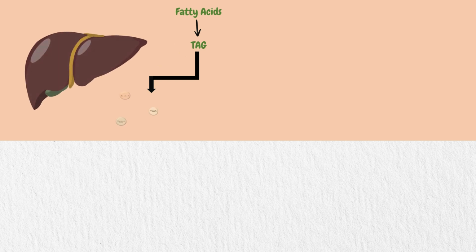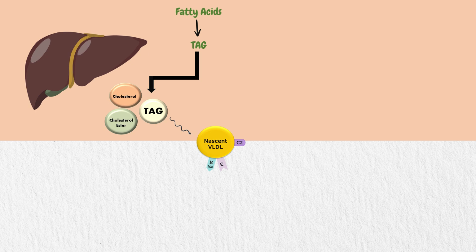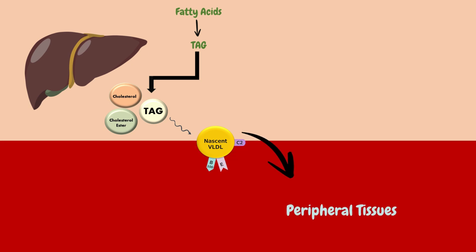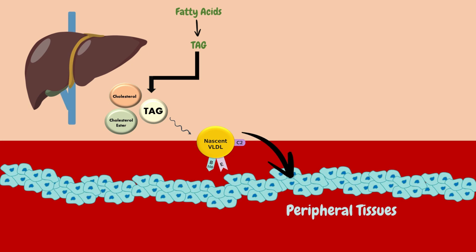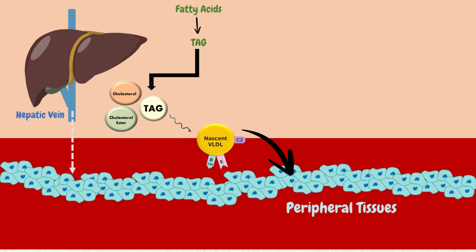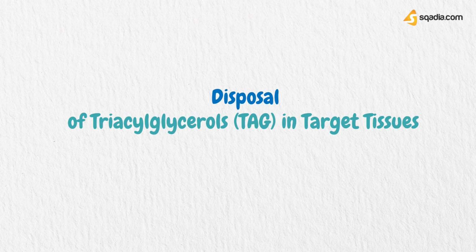The hydrophobic globules of fat must be transported in the aqueous environment of the blood. This is done by enveloping them with a hydrophilic coat of phospholipids and protein to form nascent very low-density lipoproteins or VLDL. The VLDL leave the liver via the hepatic vein and are transported to the periphery. That's how triacylglycerols are being synthesized and transported. Now we will learn the disposal of TAG in the target tissues.